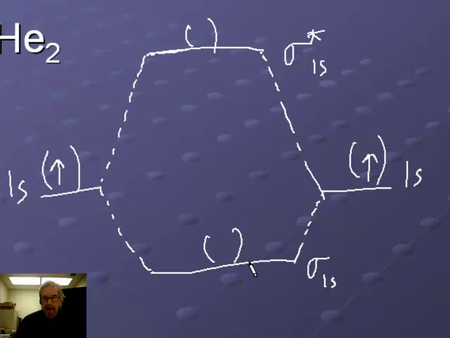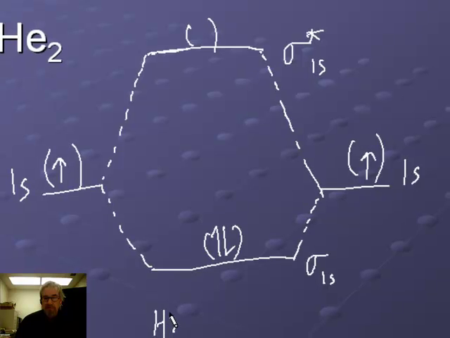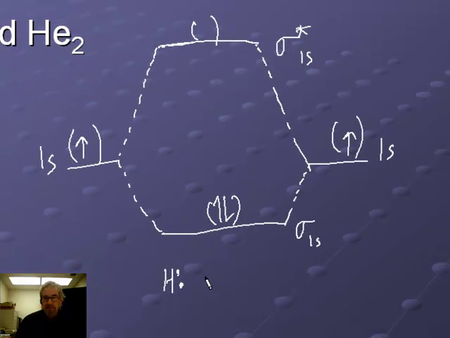So I've got two electrons. Here's where they go, right there. So what's the bond order? Well, for hydrogen, which is what we've just done here, the bond order is two electrons in a bonding sigma 1s minus no electrons in the sigma star 1s divided by 2. Well, that's equal to 1. And here's what that means. Hydrogen as an H2 molecule makes a single bond. A bond order of 1 means it's a single bond.